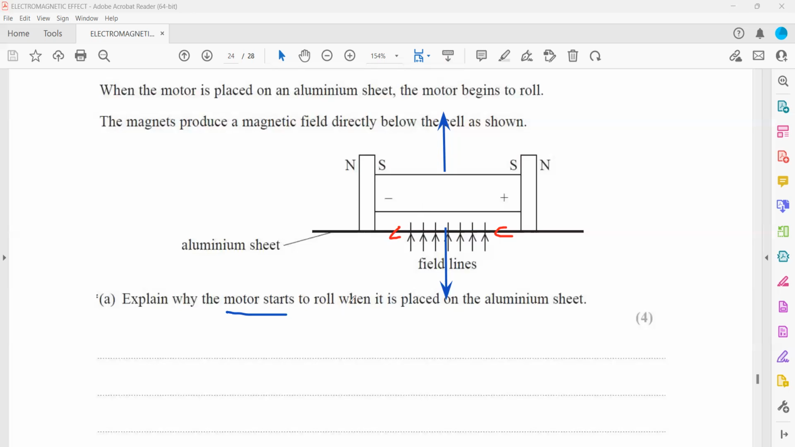So what happened? Why did it start to rotate? The points which we will include: the first thing, there is a current in the aluminum because the circuit is complete. That's the first point. Then there's a force on the aluminum, because the current is perpendicular to the magnetic field.